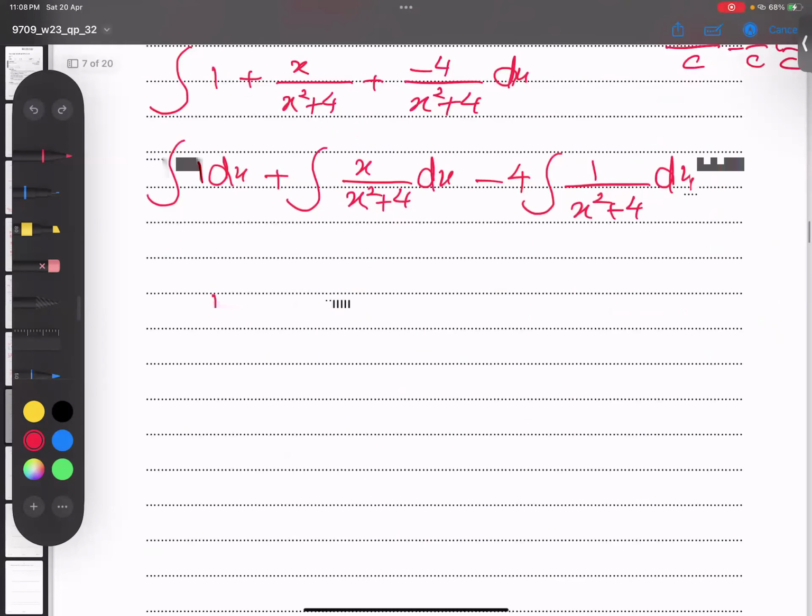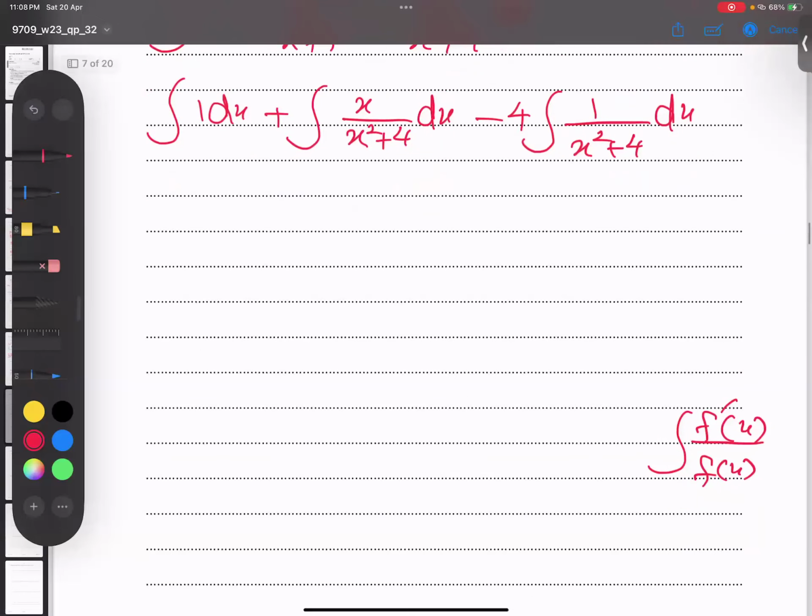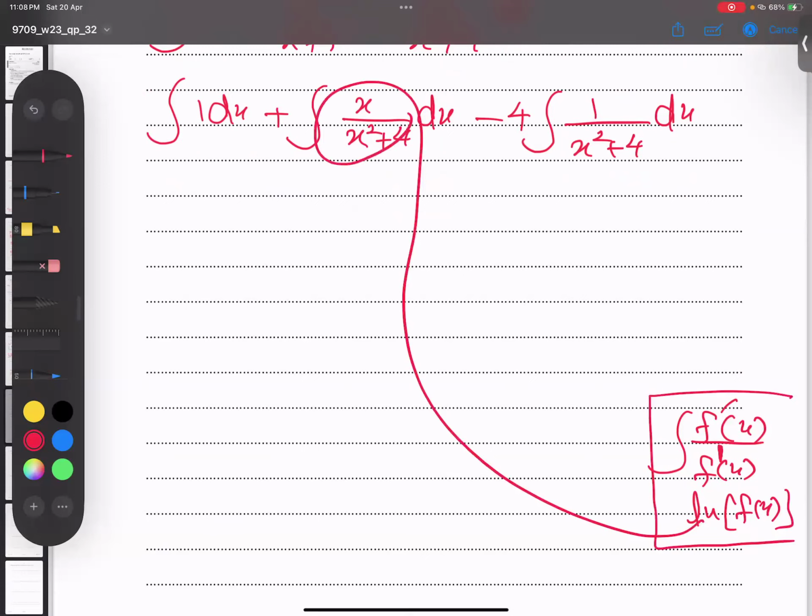So let me tell the formula. Whenever the function is in the denominator, its derivative is in the numerator, and the power of the function is 1, then the logarithm of the function is our answer, plus c. So this is one rule which we'll implement here.